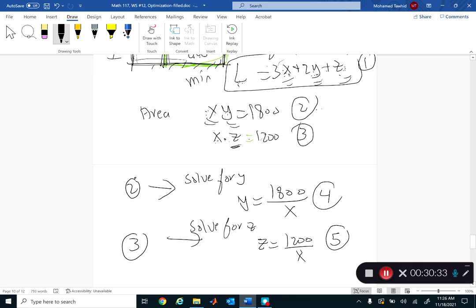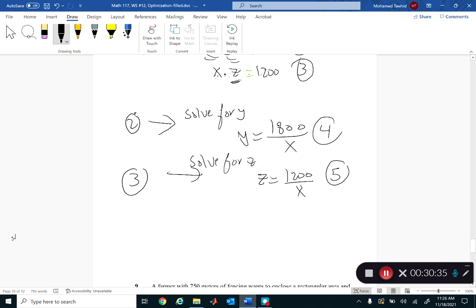You can ask why I'm dividing by x. Because I know what x is. Your x, y, and z are all lengths, right? And any length should be greater than 0. That's the reason I'm able to divide by x. I'm able to divide because that's a length, and it should be greater than 0.